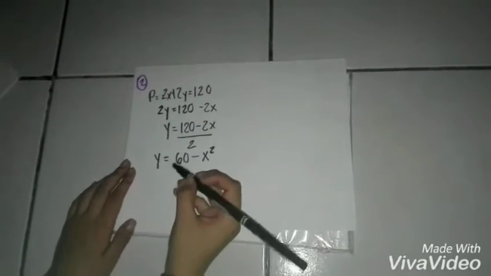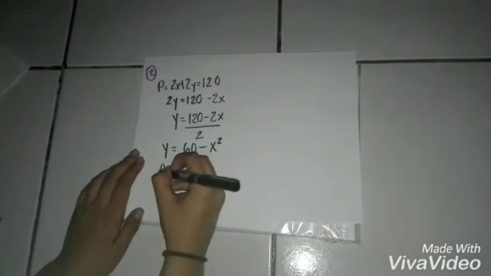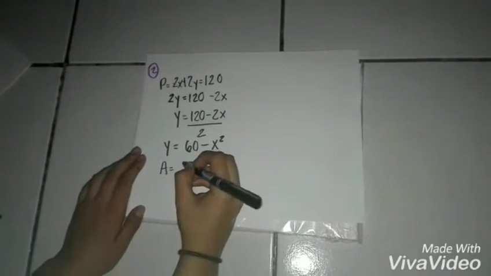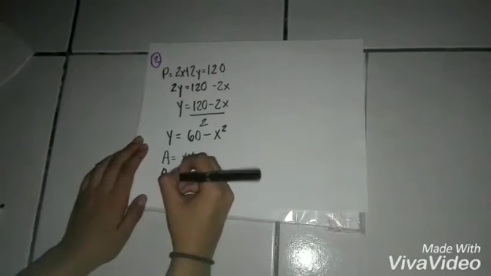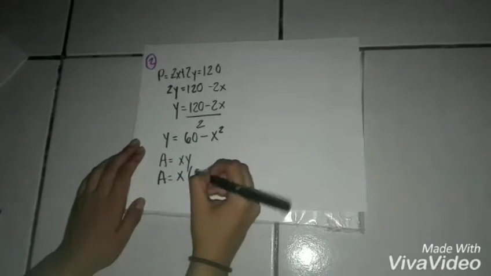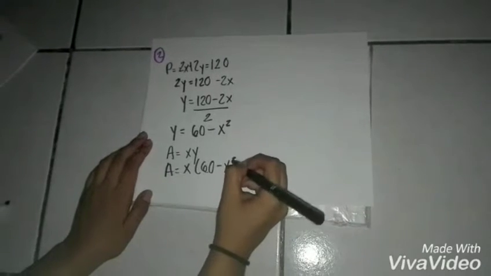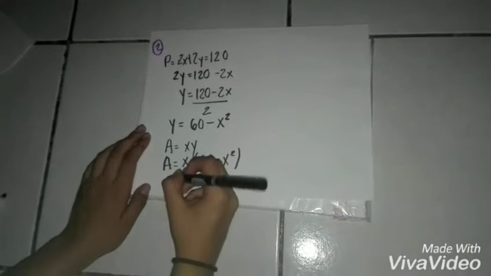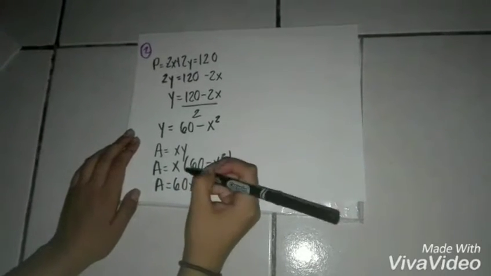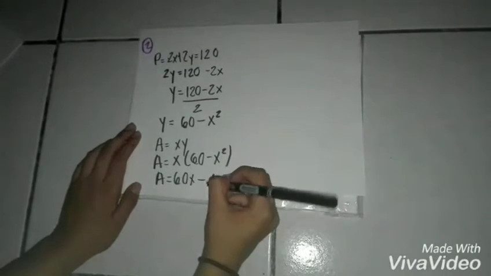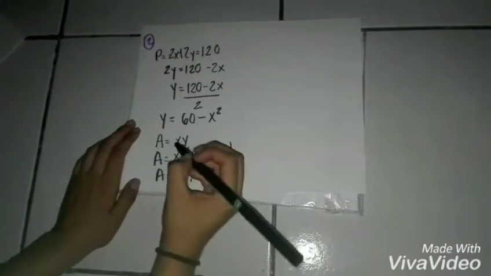The equation for the area is equal to x times y, and now we're going to substitute the values. A is equal to x times 60 minus x, and the answer is 60x minus x squared.